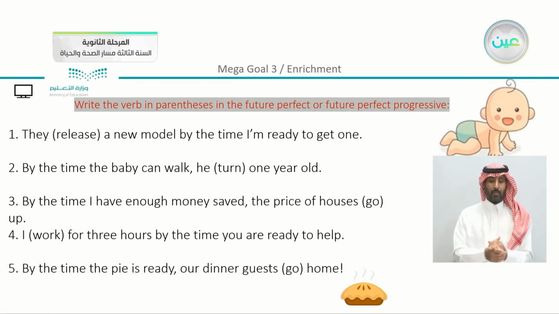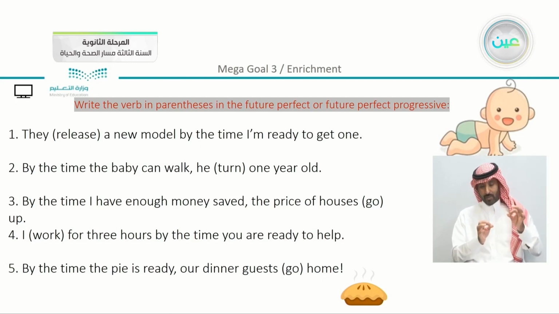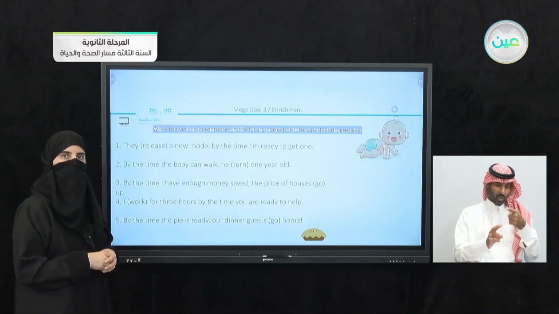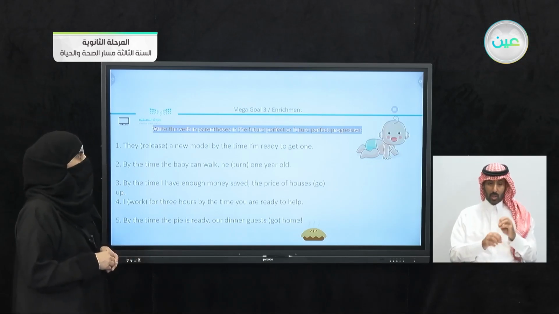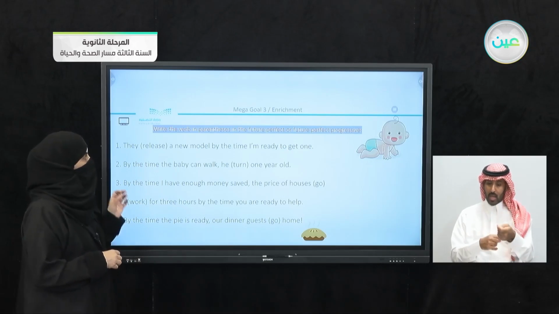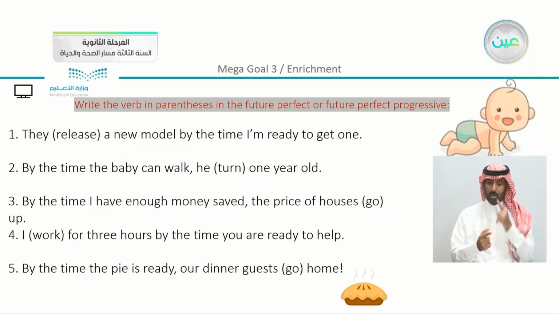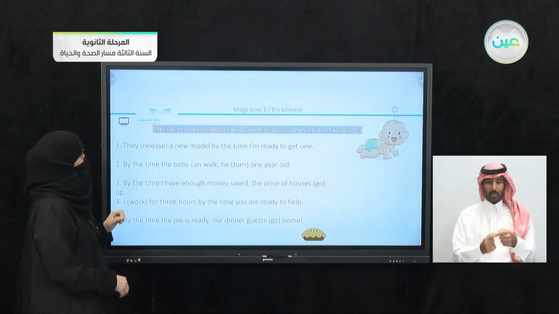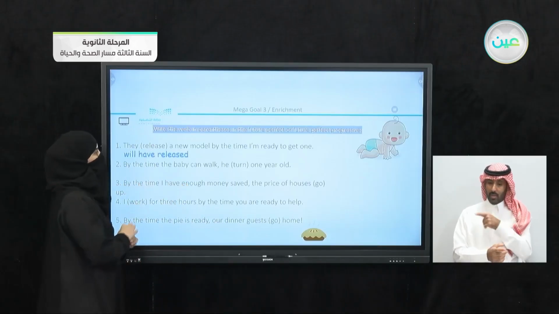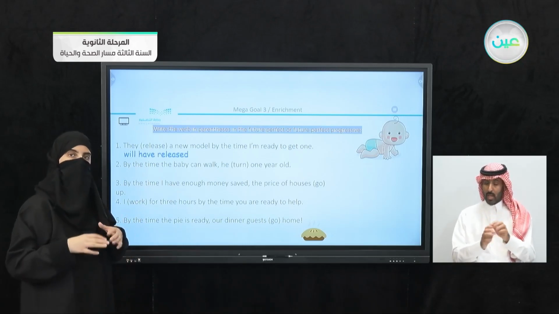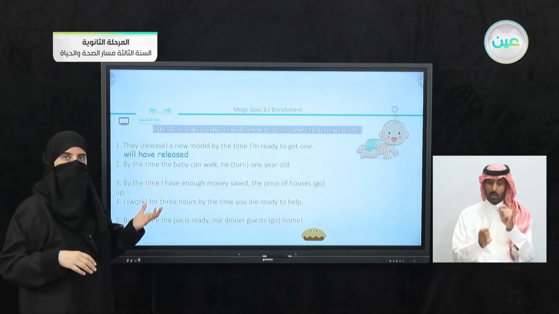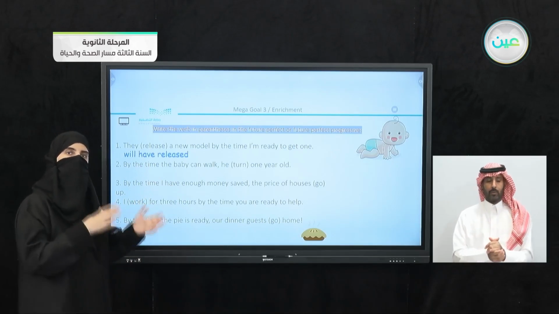Now write the verb in the parentheses in the future perfect or future perfect progressive. So we are going to correct the verb forms that we have here. They release a new model by the time I'm ready to get one. So here just note that we're going to use either the future perfect or the future perfect progressive. Now here we have, they will have released. Note that you're going to use have in the sentence and will to indicate the future. So this is what makes it future perfect.